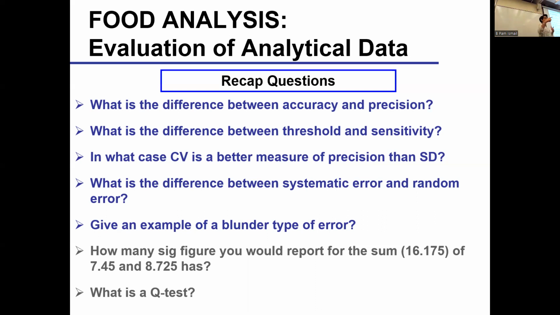And how do we assess that? What's the statistical measure we do to assess accuracy? What is it called? Percent relative error. So we get accuracy by calculating percent relative error, and precision is how close our data, the replications of our data, are to one another.